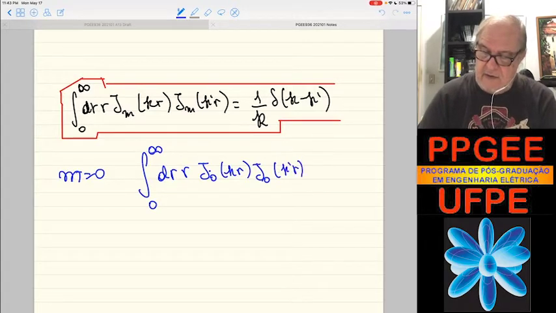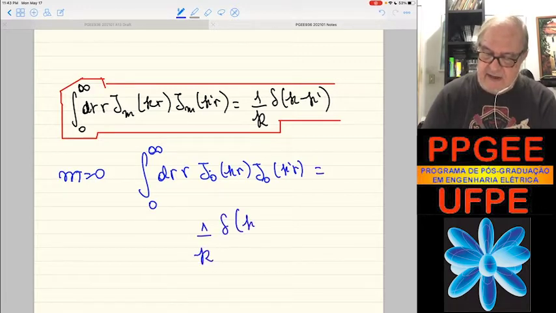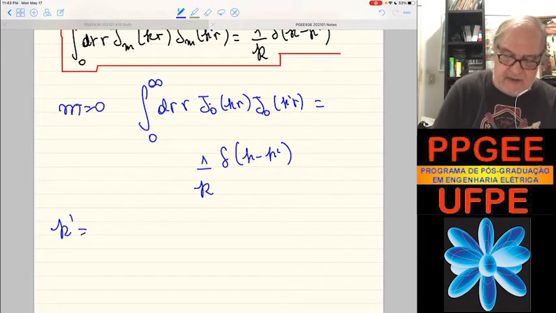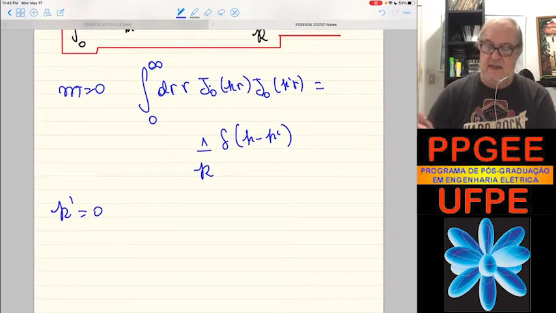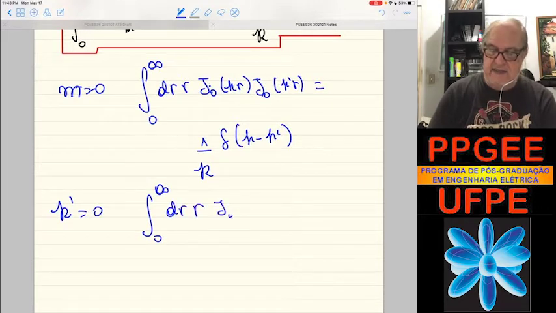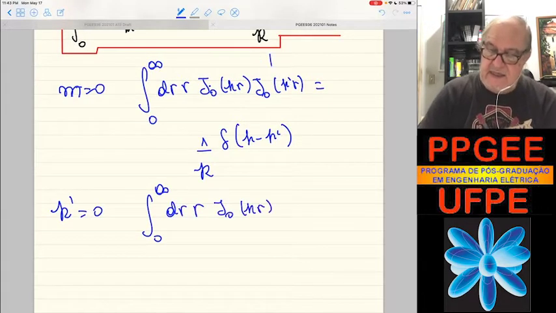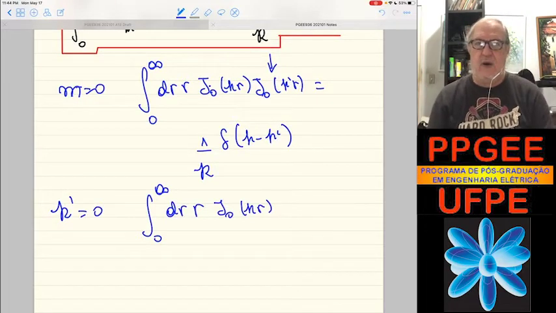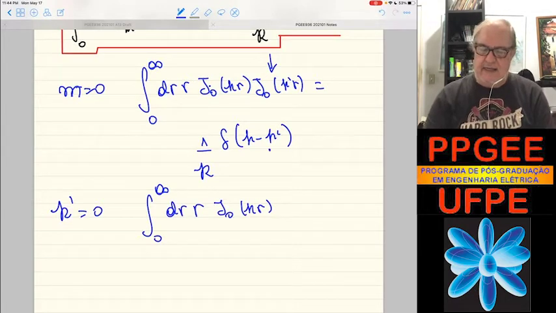prime, right? R equals 1 over k delta of k minus k prime. Well, that's the first thing I do. The second thing I do is to make k prime equals 0. So k prime equals 0, so I have the integral from 0 to infinity dr r J0 of kr. Then I have J0 of 1 equals 1, the Bessel function of order 0 at the origin equals 1. And here is delta of k equals 1 over k delta of k, right?